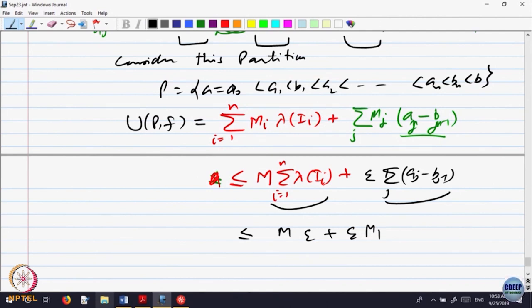So, the total length is less than or equal to m plus m 1 times epsilon. So, the basic idea of the proof: I have found a partition such that the upper sum is less than epsilon times a constant. The constant does not matter in our analysis. So, I have found a partition so that the upper sum minus the lower sum, which is 0, is less than epsilon. That means the function is integrable.